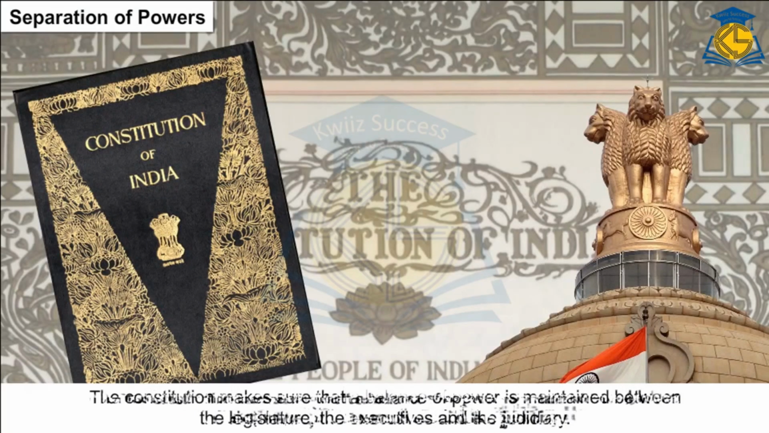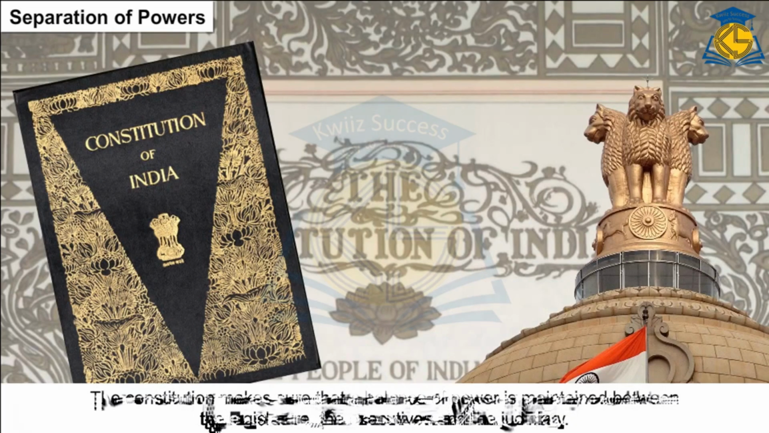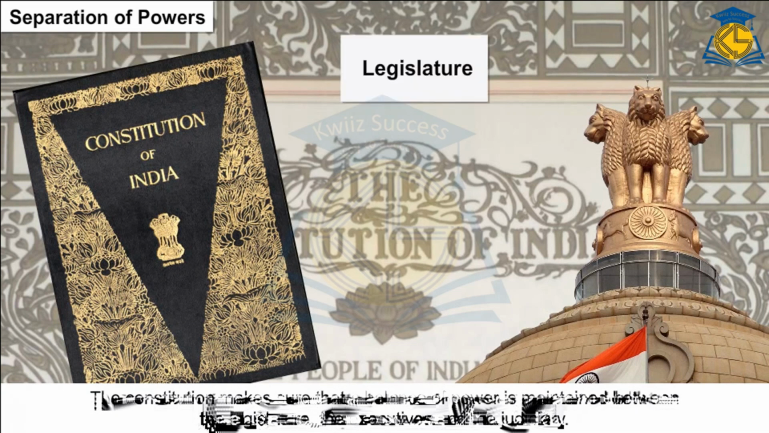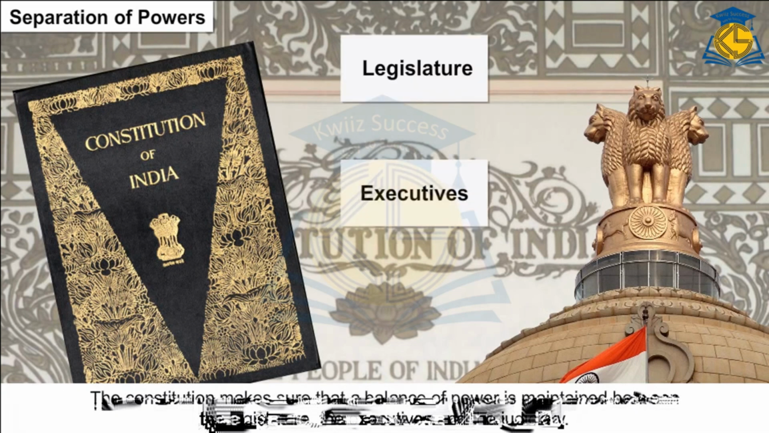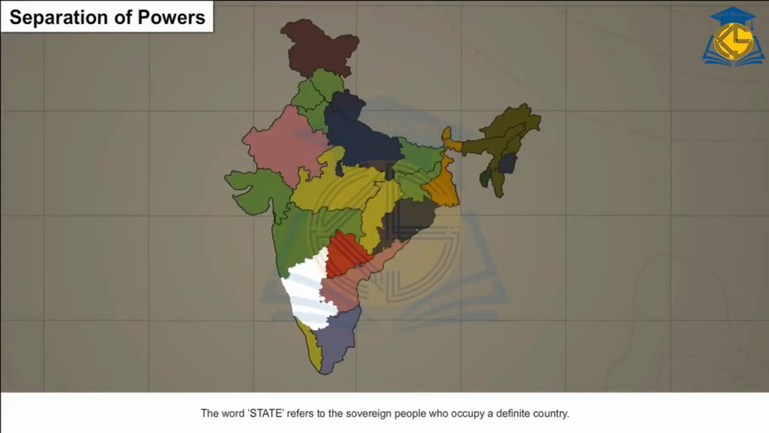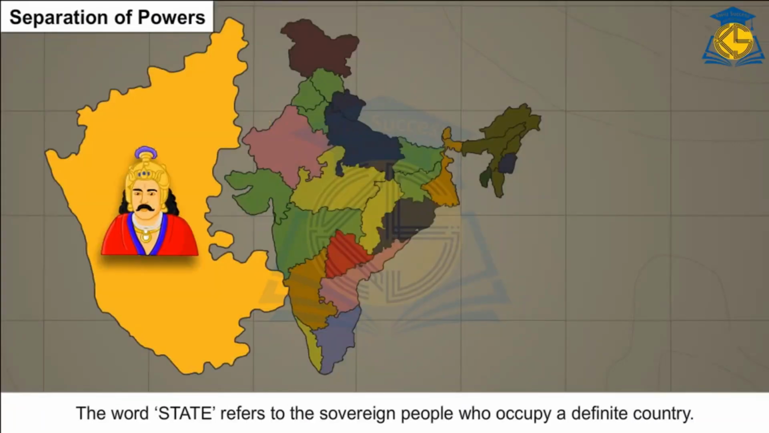The Constitution makes sure that a balance of power is maintained between the legislature, the executives, and the judiciary. The word state refers to the sovereign people who occupy a definite country.